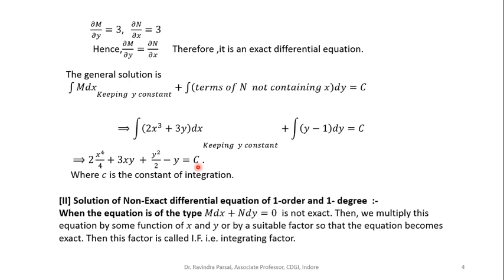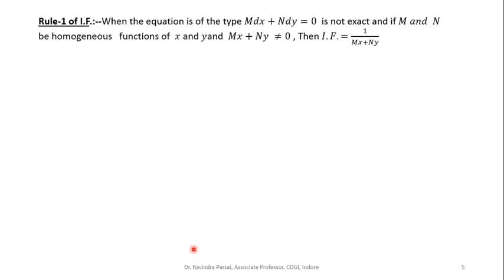Now we come to the method when the equation is not given in exact form. When the equation of the type M dx plus N dy is not exact, then we multiply this equation by some function of x and y, or by a suitable factor, so that the equation becomes exact. Then this factor is called an integrating factor. Various rules are available for obtaining the integrating factor. In this lecture 3, I am going to discuss the first 2 rules, and in the next lecture we'll discuss the remaining 2 rules.